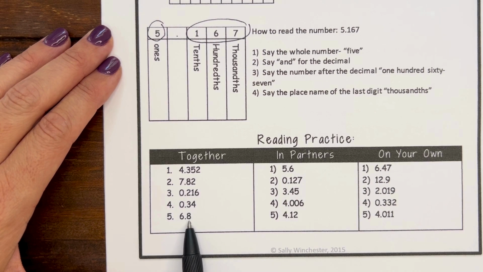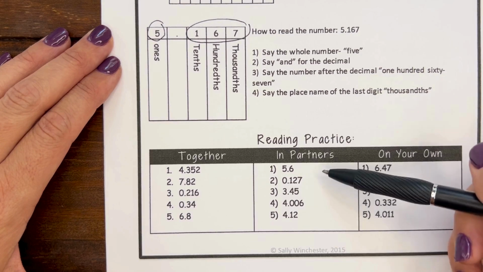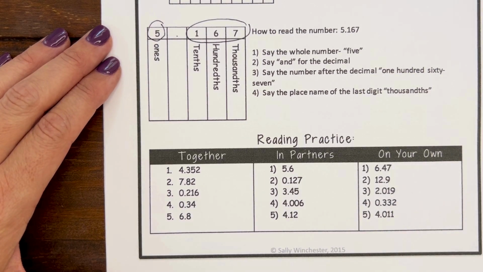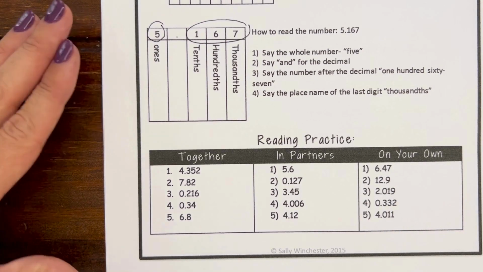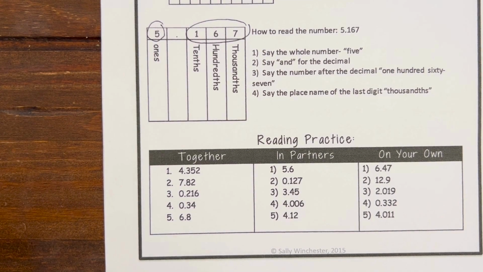What would we say if we only have 1 digit after the decimal point? You remember this from our last lesson, that's tenths. So this number would be 6 and 8 tenths. Please pause the video and practice reading these 5 decimal numbers with a partner. We'll come back together and check them when you're ready.